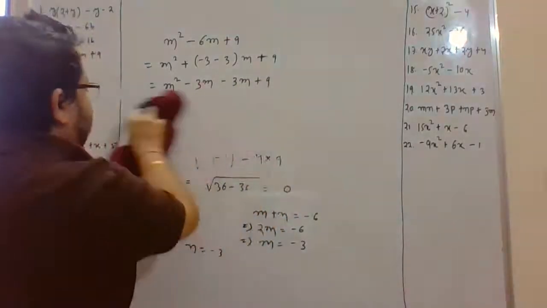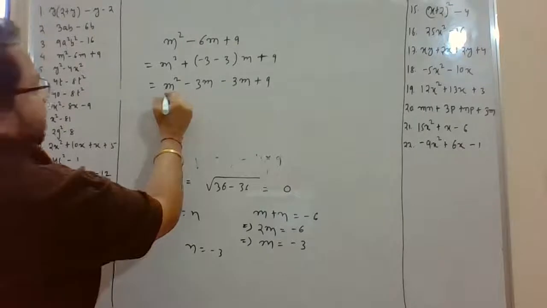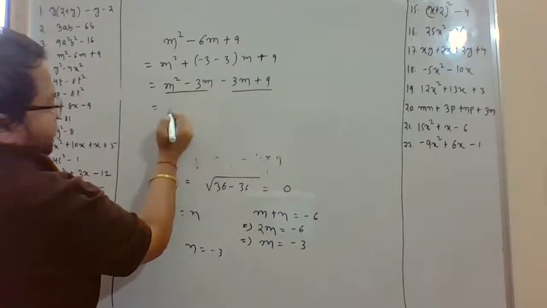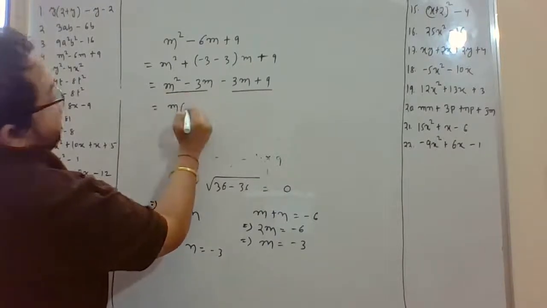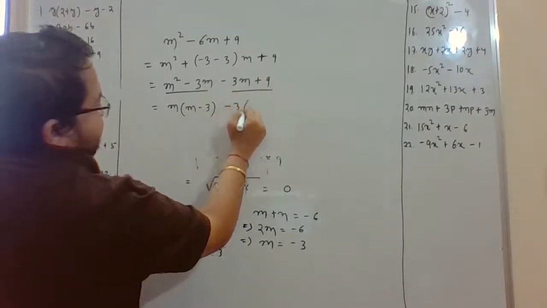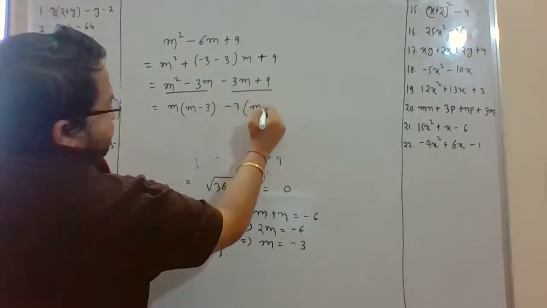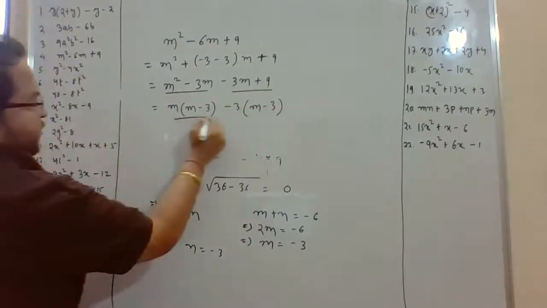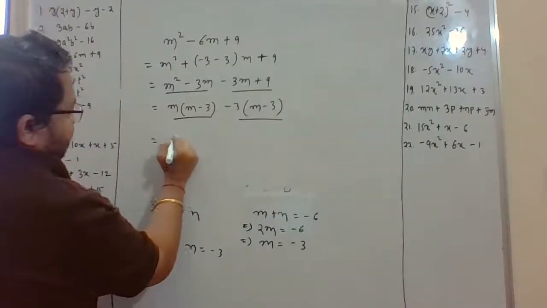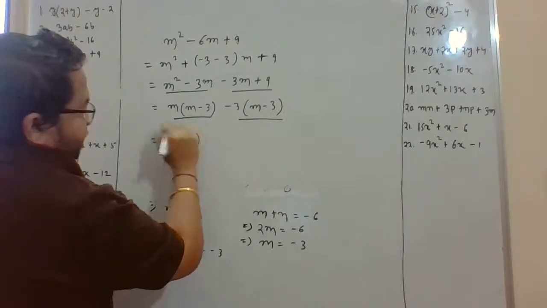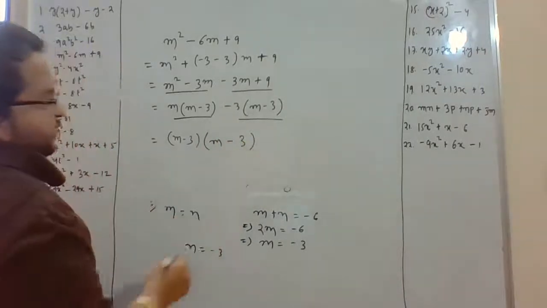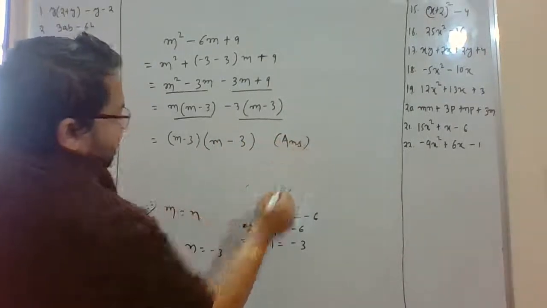Now if you apply grouping by pairs here, take these two as one group, take these two as another group, right? Between these two the common factor is m, so the remainder is m minus 3. Here also, if you take minus 3 as common, you will get m minus 3. Now between this term and this term the common factor is m minus 3, so the remainder is m minus 3. So if you see here also we are getting the same answer.